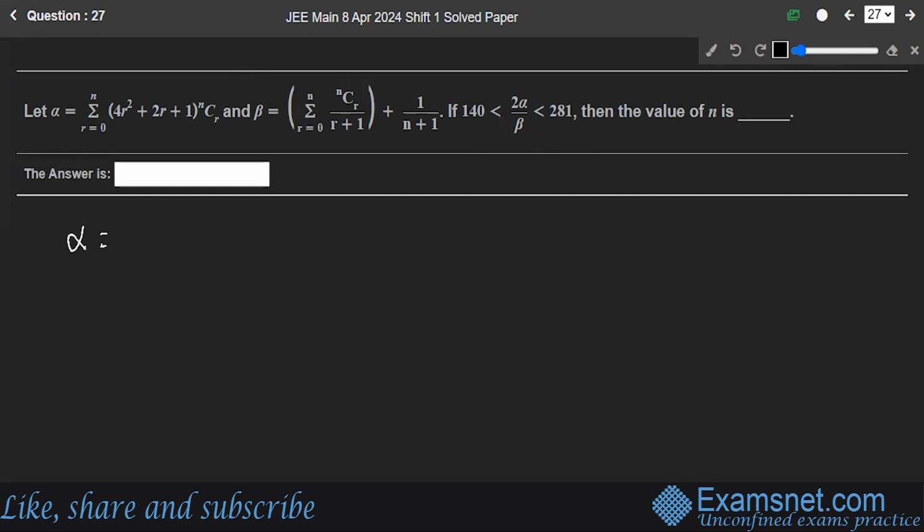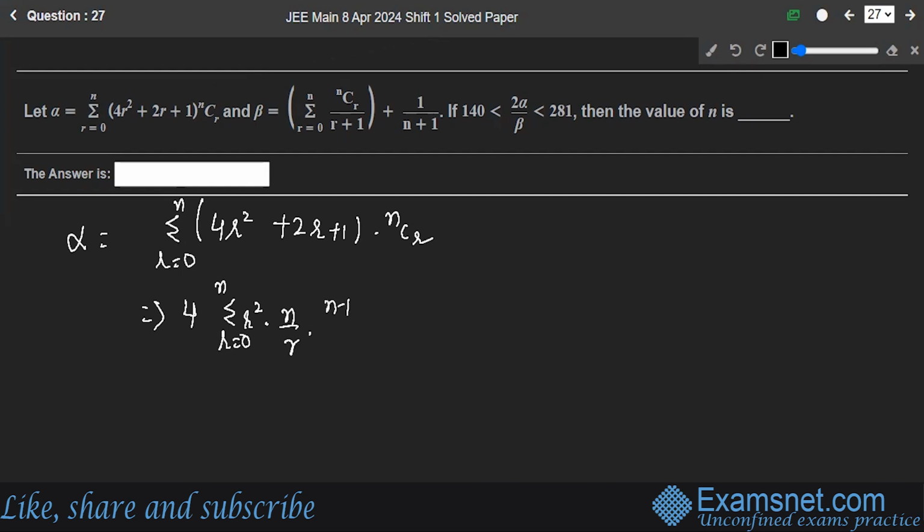Let's start with alpha. You are having alpha as this, 4r square plus 2r plus 1 into nCr. This can be written as 4 summation r equal to 0 till n of r square nCr. I'm breaking that nCr now; that will be written as n by r into this nCr, which is n minus 1 C r minus 1, plus 2 summation r equal to 0 till n of r into again n minus 1 C r minus 1, and let this one be as such.